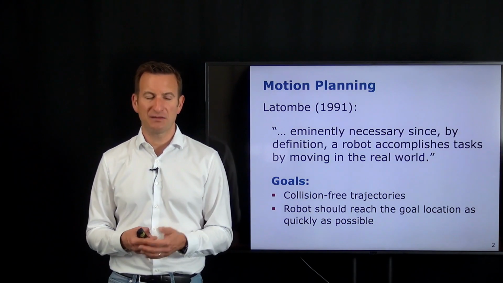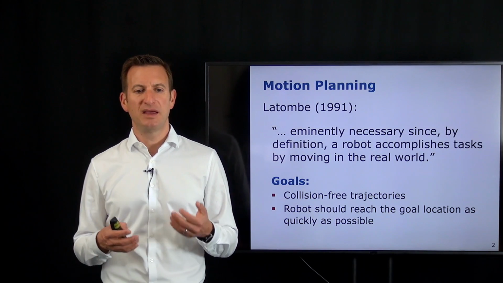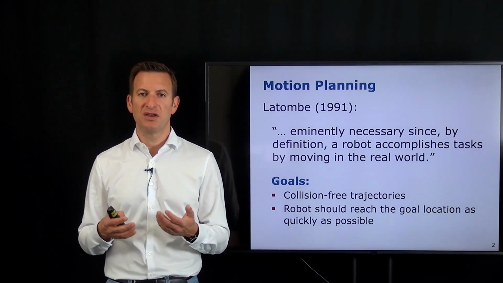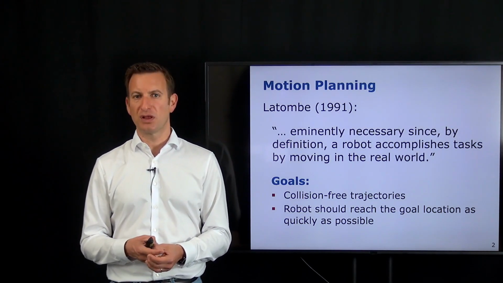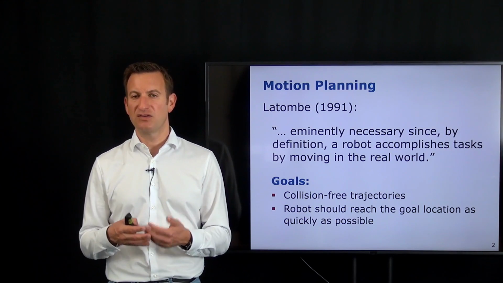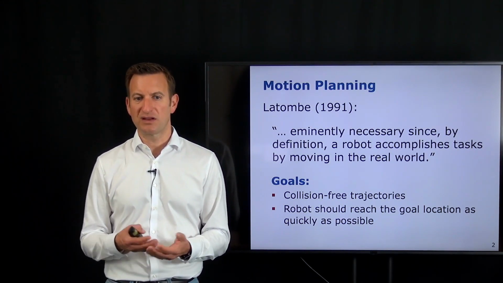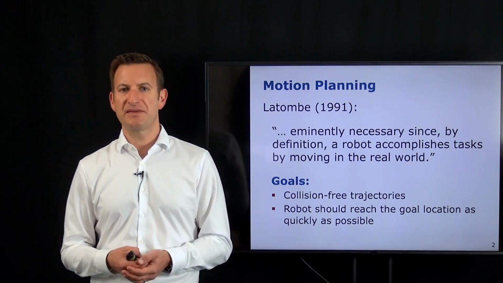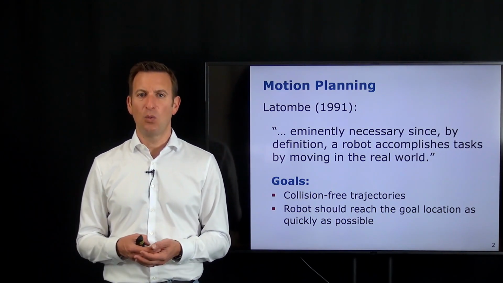But motion planning itself, as Tom pointed out in 1991 in his motion planning book, is one of the essential capabilities of those robots because they need to achieve something useful, typically by moving through the real world. And deciding how to move through the real world is strongly related to the motion planning problem. So if you want to have a robot that navigates through the environment, what are the key requirements that we typically want to achieve?